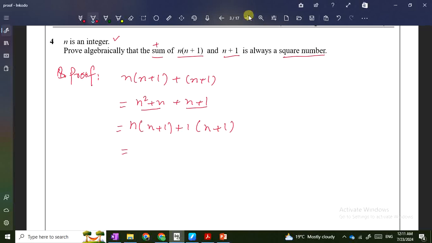Now in the whole expression we have n plus 1 and n plus 1, same terms, same factors, so we can take this out. N plus 1 times, from the first we are left with n, and from the second term we are left with 1, so it will be n plus 1 times n plus 1, so it will be n plus 1 whole square. So you can see the sum of these two terms is a square number.